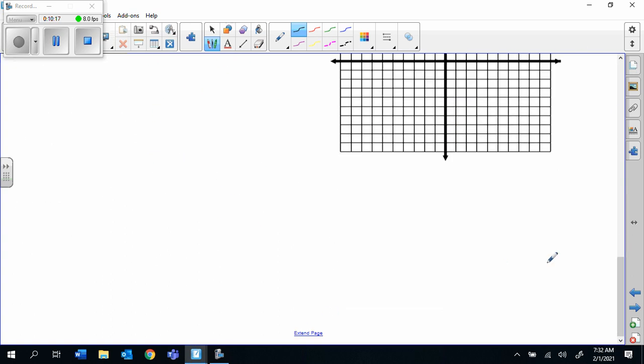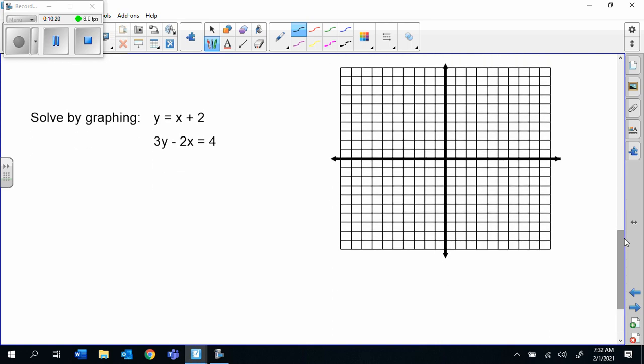My bad. All right. So solve by graphing. First one's already done for us. So up 2, put my dot. My slope is 1 over 1, so up 1, right 1, or down 1, left 1. Your choice on that. My second equation, let's take that 2x to the other side. And I get 3y equals 2x plus 4.